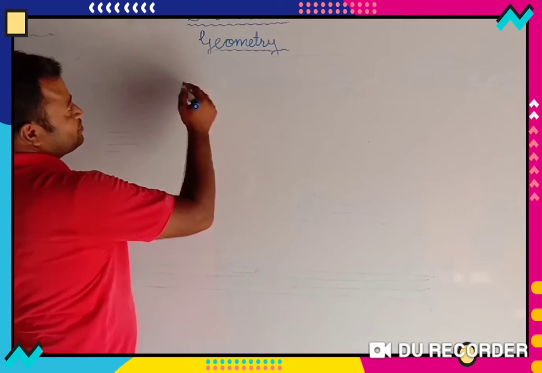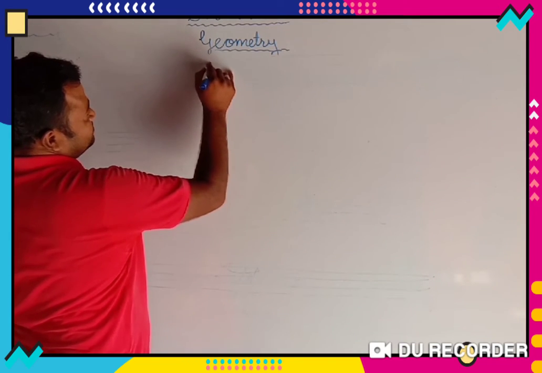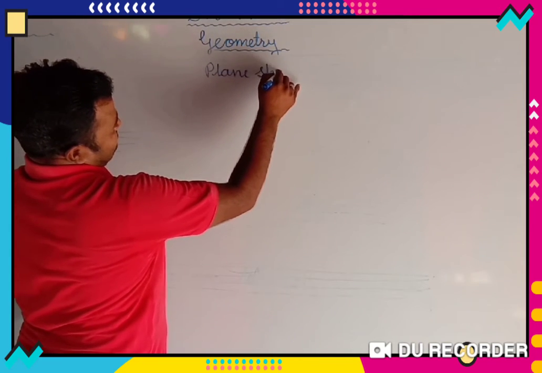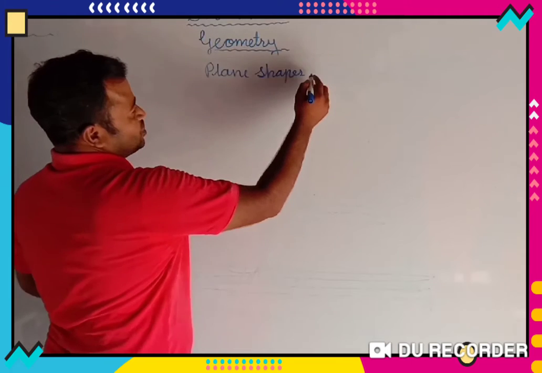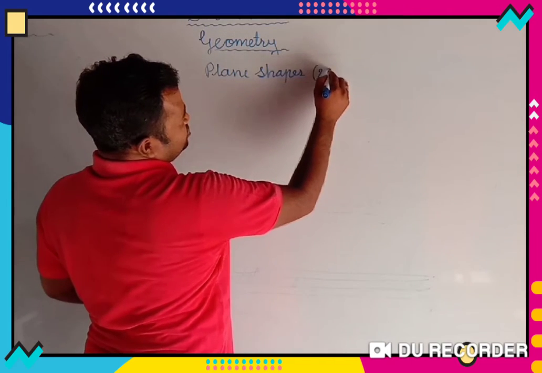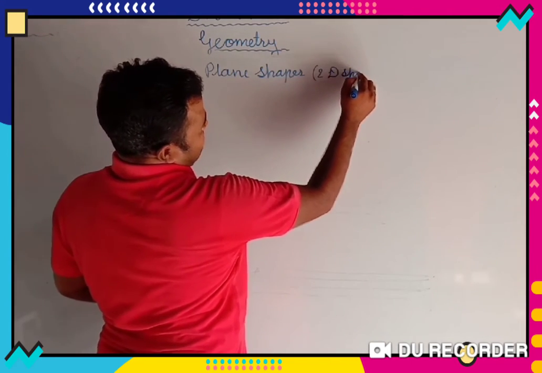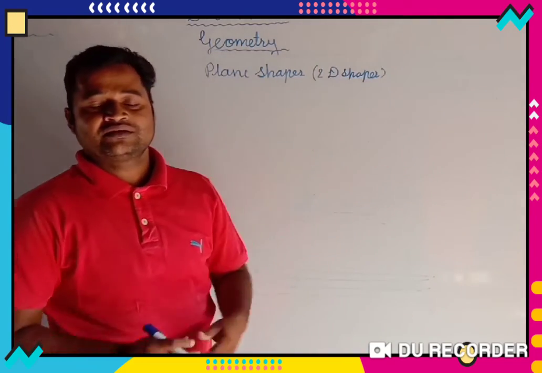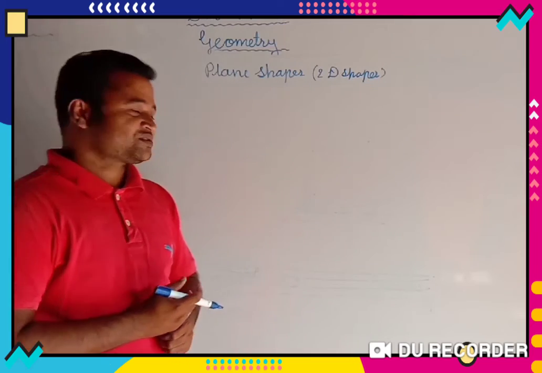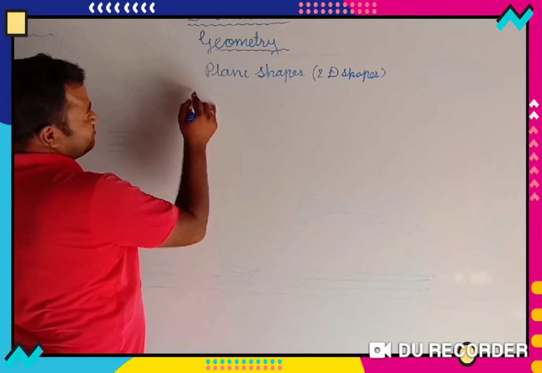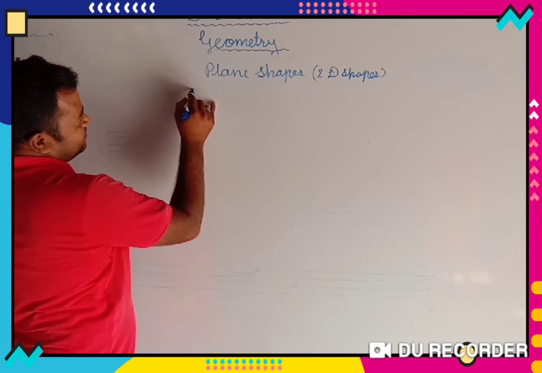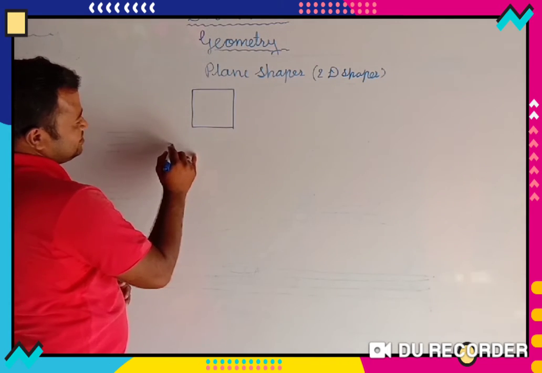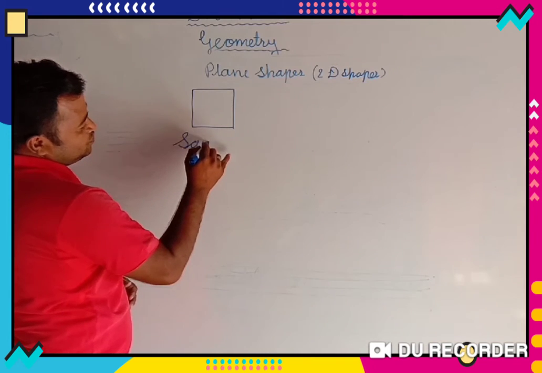Kids, let's revise what we have studied yesterday in our previous class. Yesterday we studied about plane shapes, which are also called 2D shapes, two-dimensional shapes or two-dimensional figures, right? Under this chapter yesterday we studied five figures. What is this? Square. Very good.